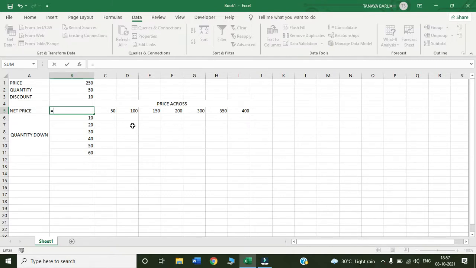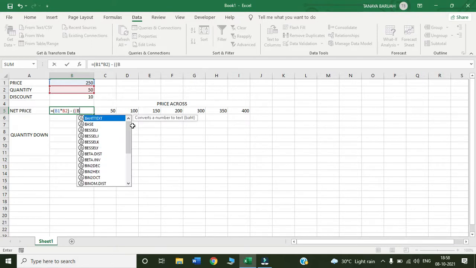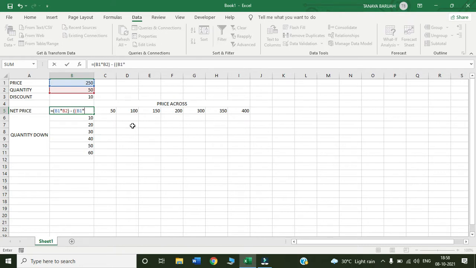So price is there in P1, quantity is P2. This is the total price minus 10% of the total price. So total price will be again P1 into P2, multiplied by 10%. So 10 divided by 100.